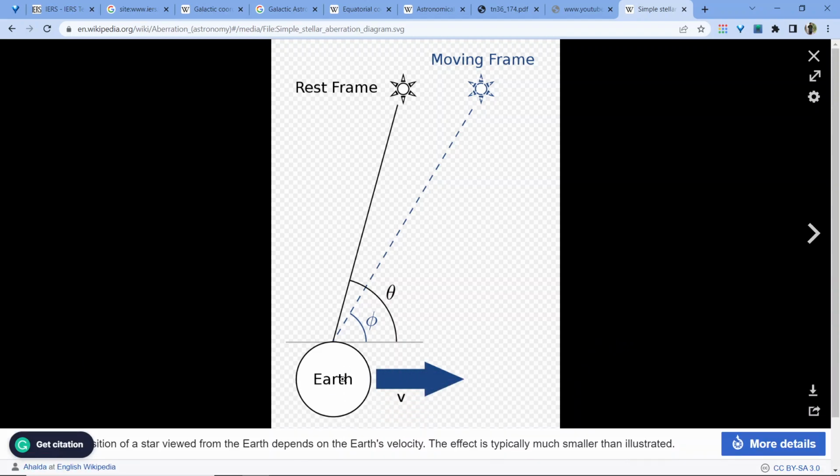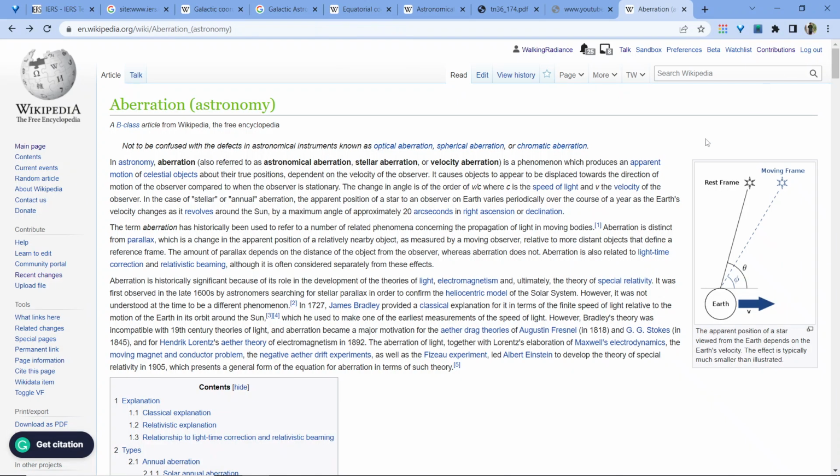So you have Earth, you have v, moving at a velocity, and you have this angle, rest frame, moving frame. The term aberration has historically been used to refer to a number of related phenomena concerning the propagation of light in moving bodies. Aberration is distinct from parallax, which is a change in the apparent position of a relatively nearby object as measured by a moving observer relative to more distant objects that define a reference frame. The amount of parallax depends on the distance of the object from the observer, whereas aberration does not. Aberration is also related to light time correction and relativistic beaming, although it is often considered separately from these effects.